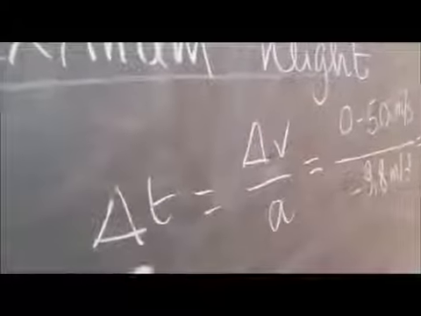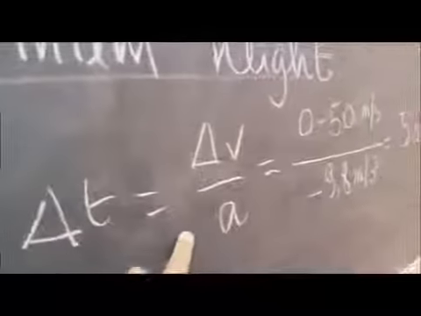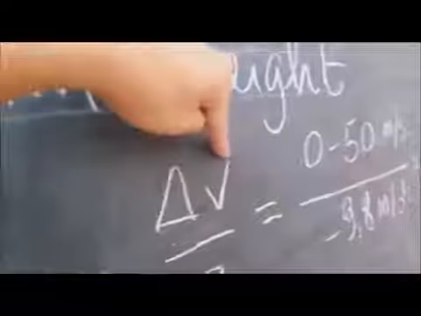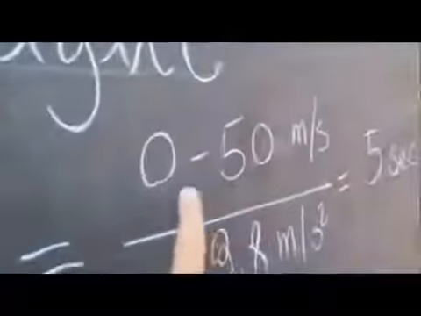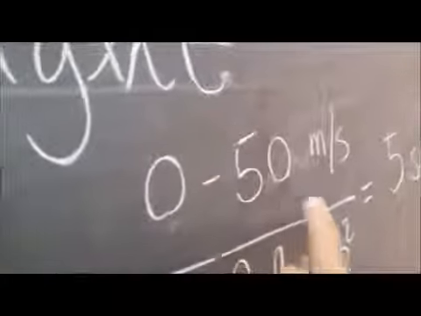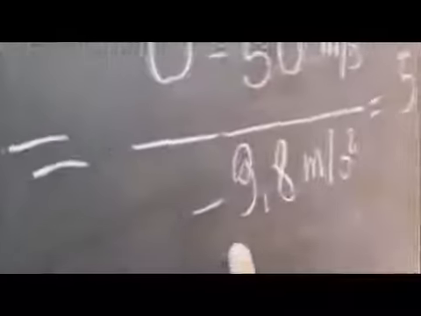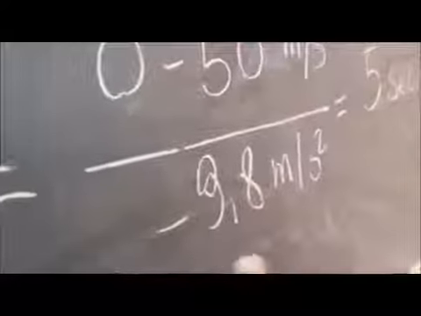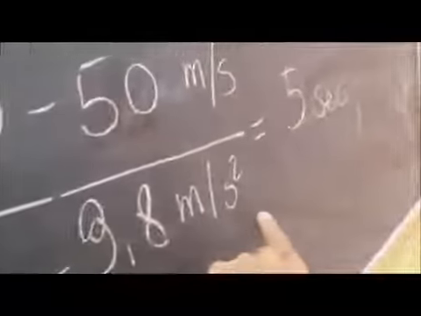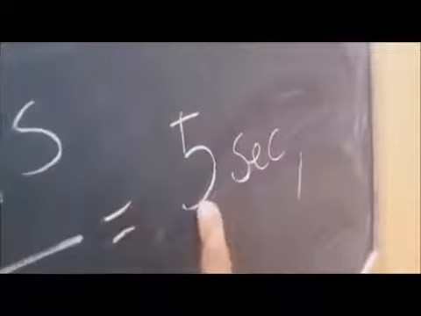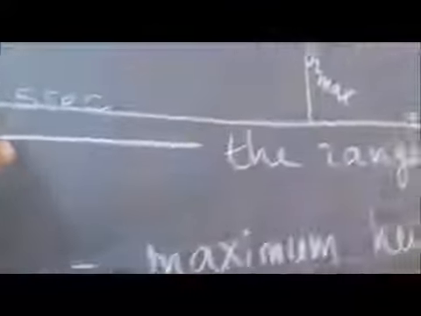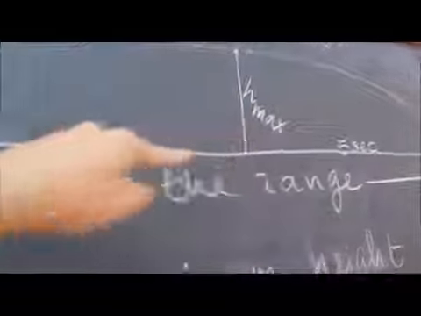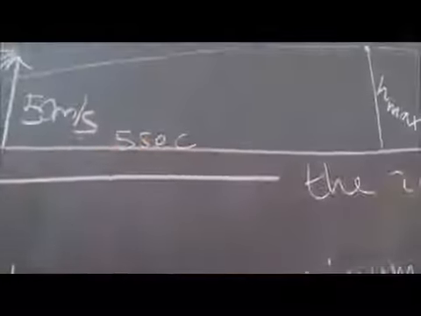So very easily we can calculate the length of time, which is delta V over A, that is 0 minus 50 meters per second over negative 9.8 meters per second squared, which is approximately 5 seconds. So the bullet reaches the maximum height after 5 seconds.